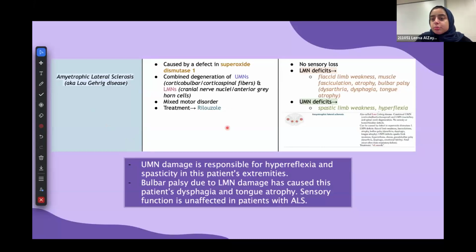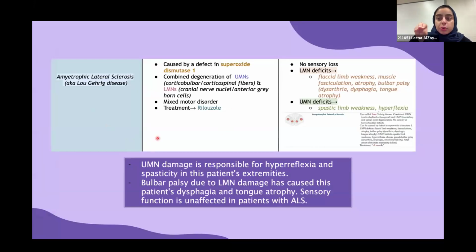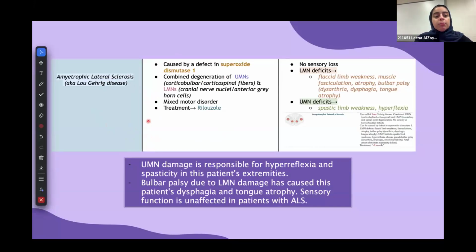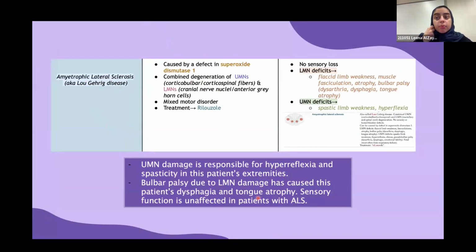And again, like I said in the beginning, thank you. This is Marwa's table, and I'm referring to her table. So ALS is caused by the defect in superoxide dismutase 1. So it's genetic, it's in your genes, okay? Bulbar palsy is basically a problem in the nuclei of the brainstem. So it's a lower motor damage. Do you remember dysphagia and tongue atrophy? They're all things that we learned in the brainstem.